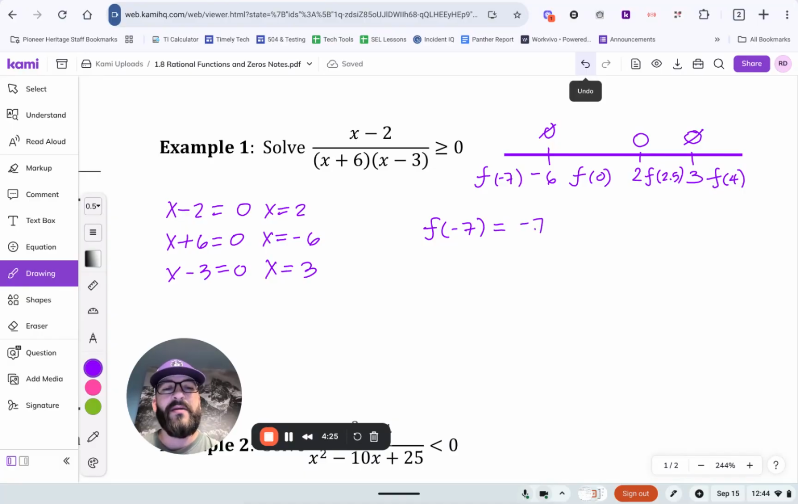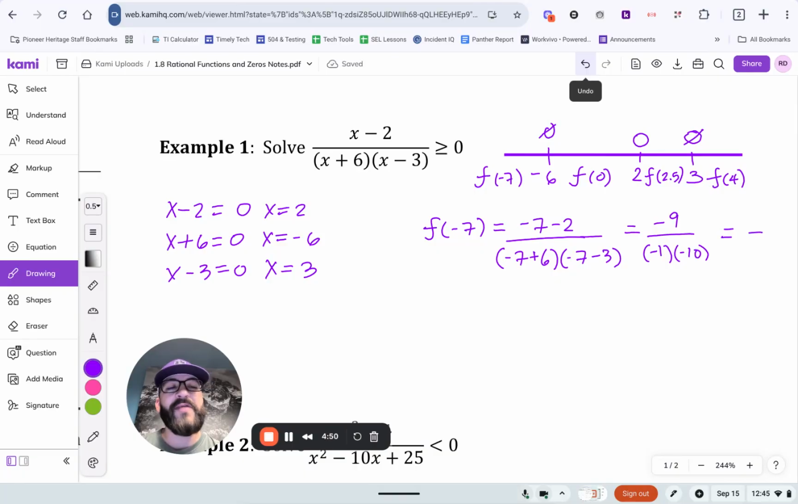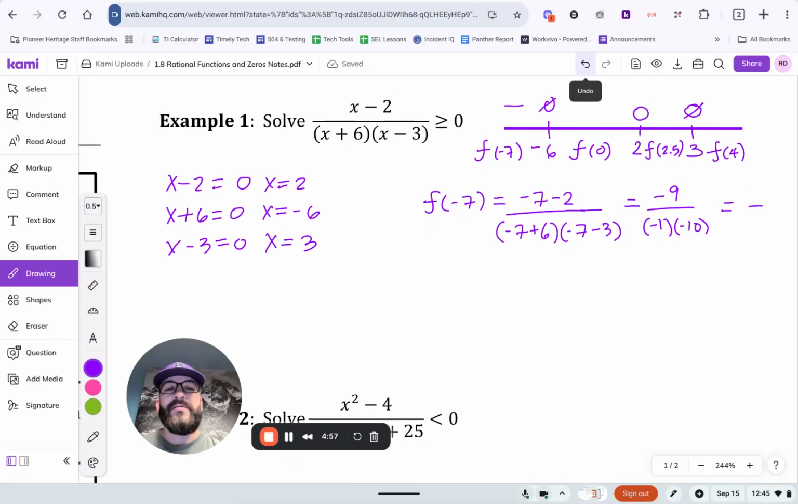So negative 7 minus 2 over negative 7 plus 6, and negative 7 minus 3. That would give me negative 9 over negative 1 and negative 10. So negative makes a positive on the bottom, dividing a negative number. That would give me a negative for my first area. So negative for f of negative 7. Okay. Same thing plugging in f of 0.